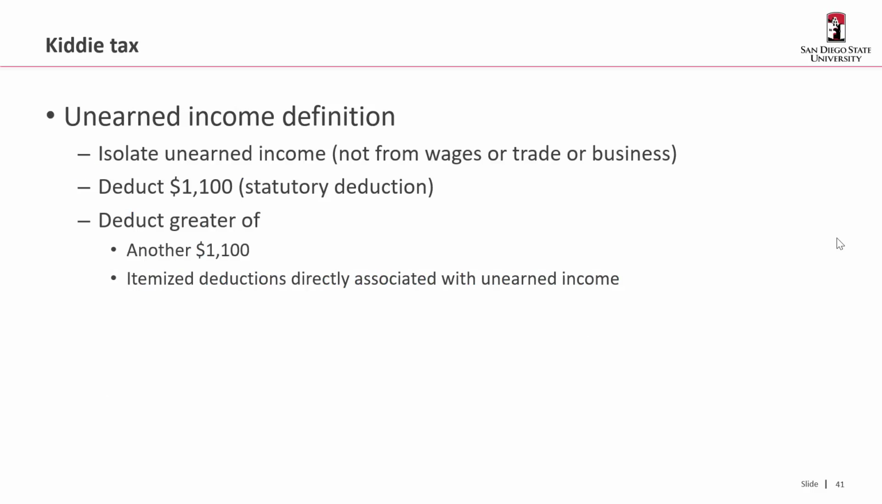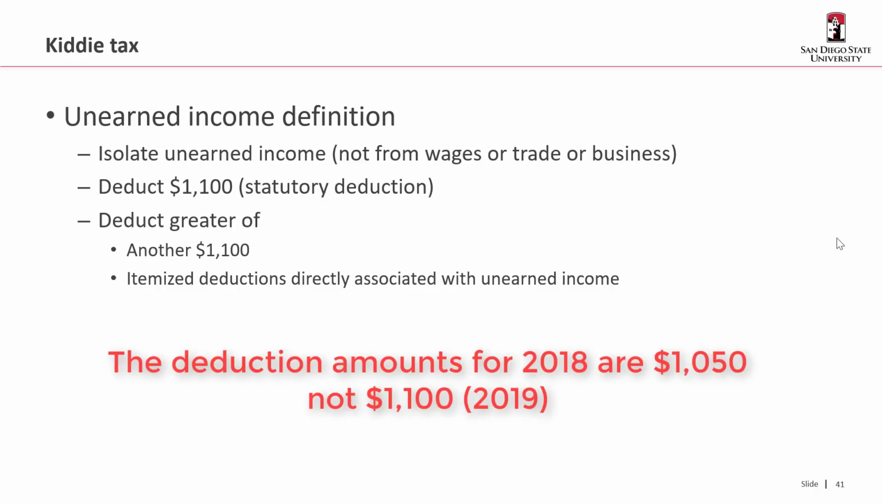Okay, so what is unearned income? So unearned income is income that you generate not from wages and not from a trade or business. And down the road, we'll actually see that wages are treated as trade or business income, which is kind of weird, but it's true. So unearned income, you isolate all the unearned income that the child generates. Then you get to deduct $1,100. In 2018, that's just the statutory deduction.